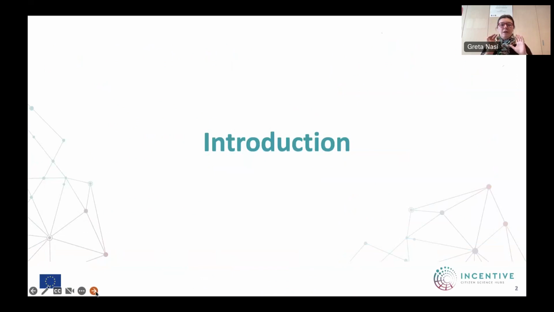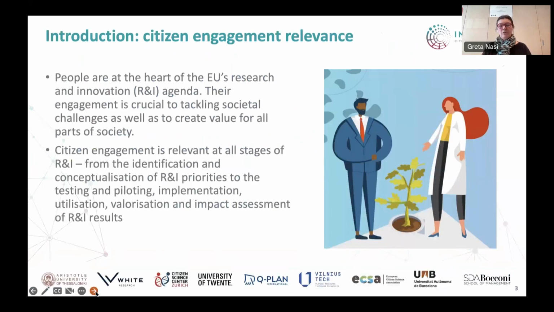So first of all, let me get the background for this workshop. Citizen participation and stakeholder engagement are at the heart of any activities of the European Union, including research and their research and innovation agenda. Engagement is crucial for tackling societal challenges because citizens and the other stakeholders can provide us with a greater understanding of what their needs are. And that is the base for designing solutions that can create value.